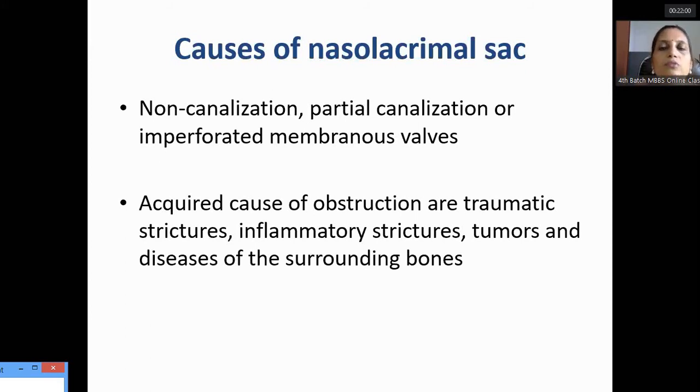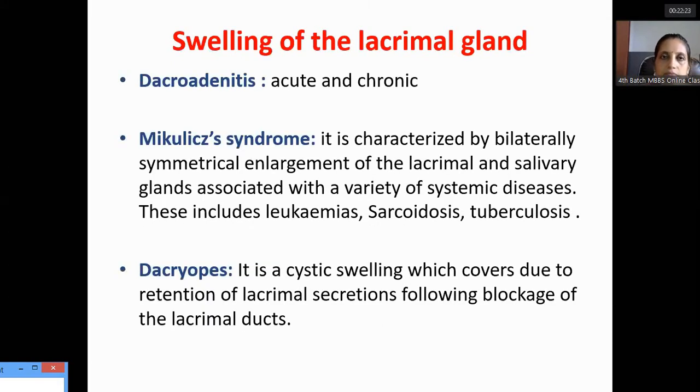Or it can be due to obstruction at the level of the nasolacrimal duct: non-canalization or partial canalization or imperforate valve of Hasner, or acquired causes of obstruction such as traumatic strictures, inflammatory strictures, tumors, and disease of the surrounding bones. Or there can be swelling of the lacrimal gland. These are some conditions which you come across in your OPD, where there is a swelling of the lacrimal gland.